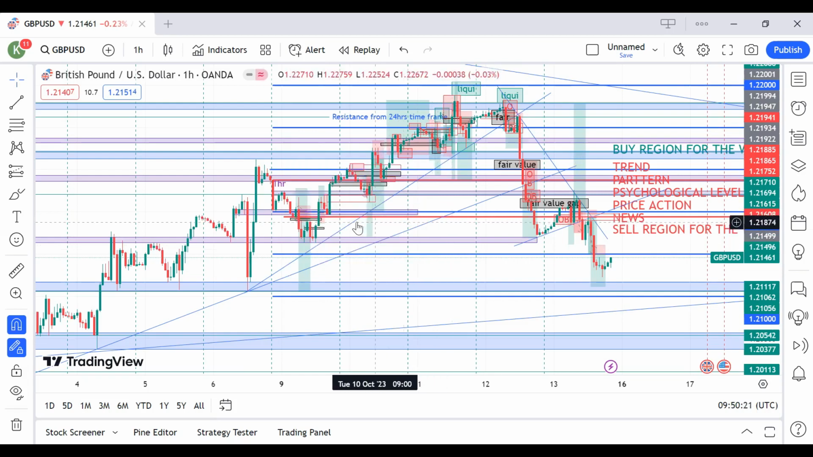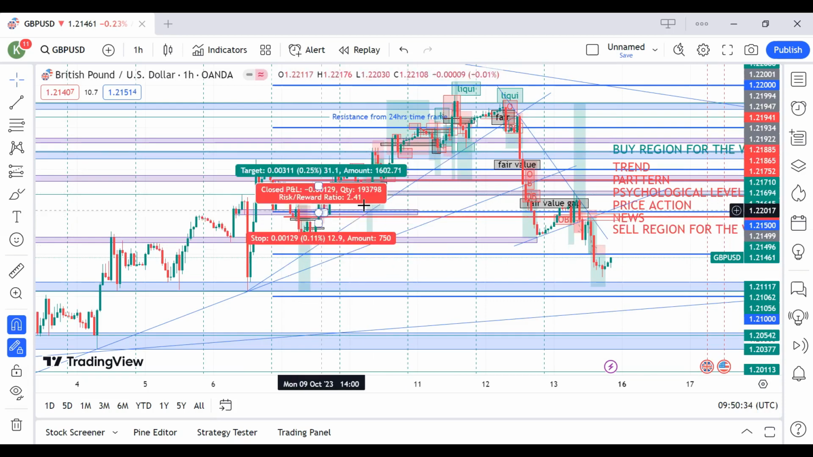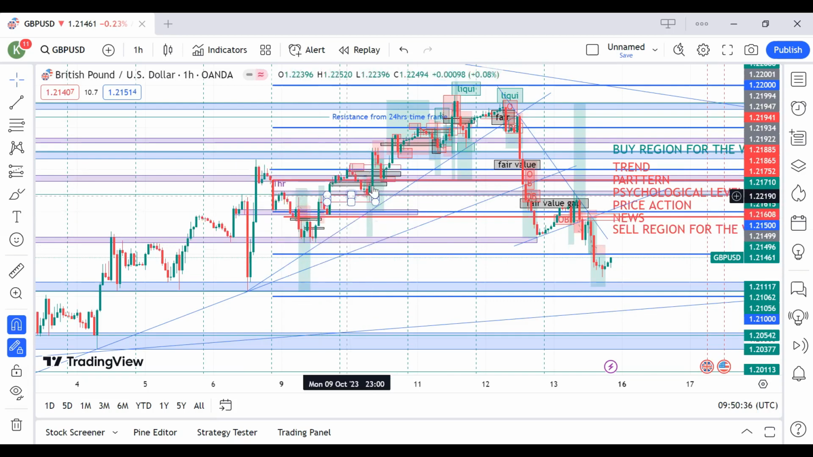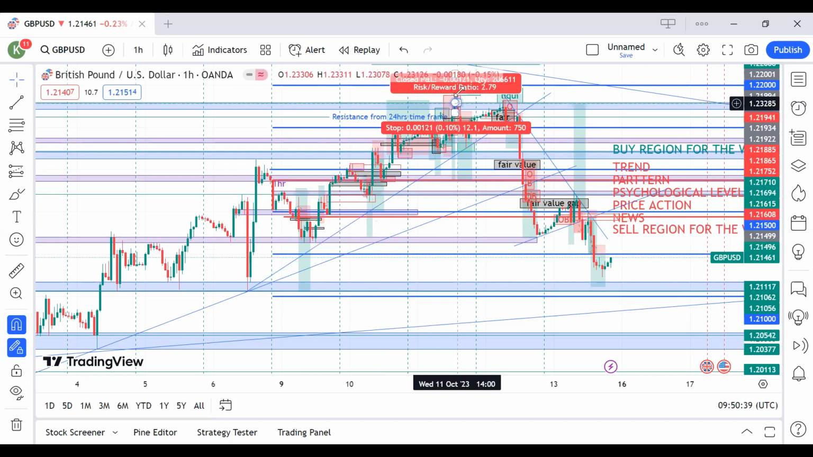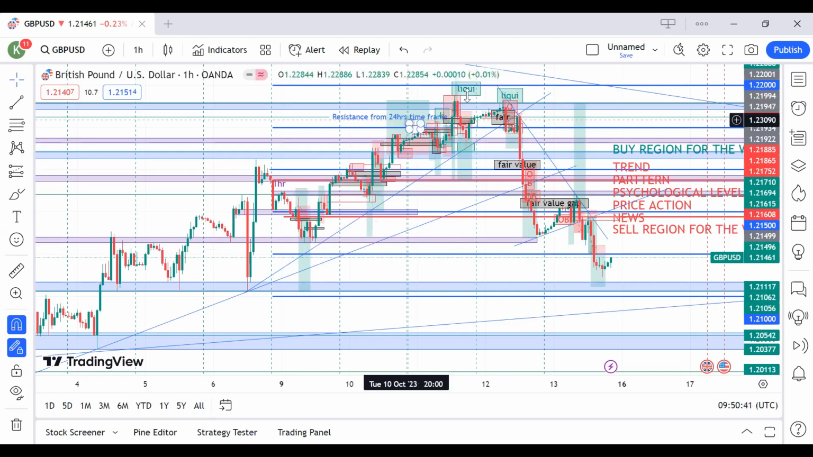Fair value gap. And then there was another order block here, another here, another here that were never broken. They were never broken, and there were fair value gaps here and here. So it gave a constant uptrend until it got to the 24 hours resistance point where the liquidity was formed and the market changed direction.